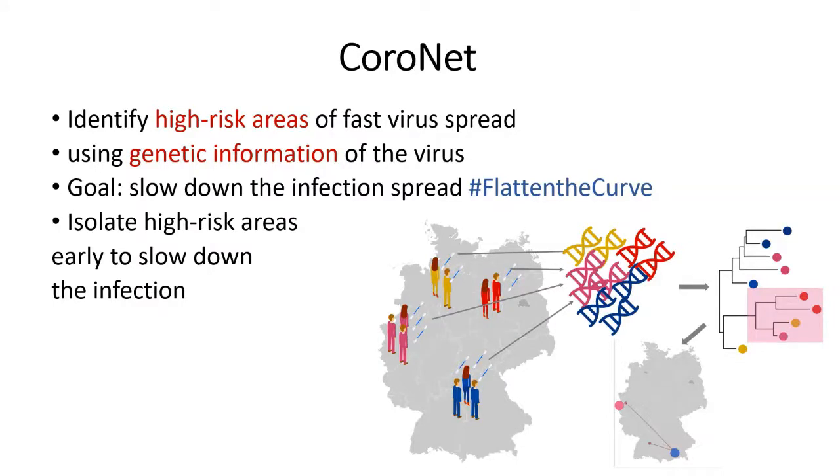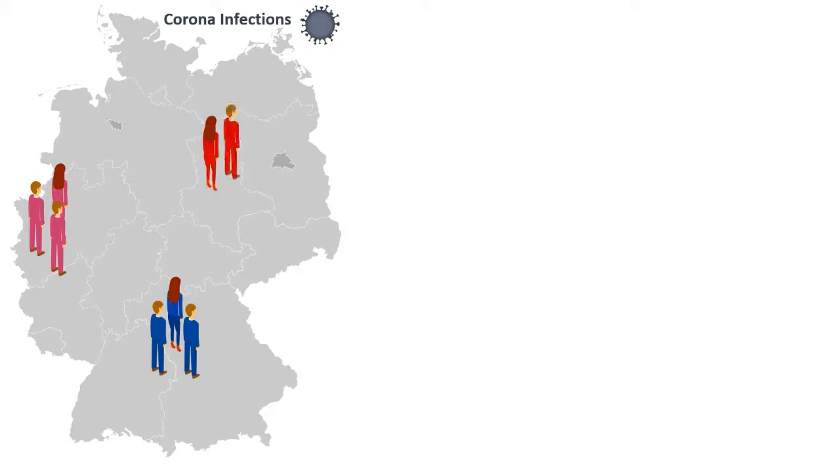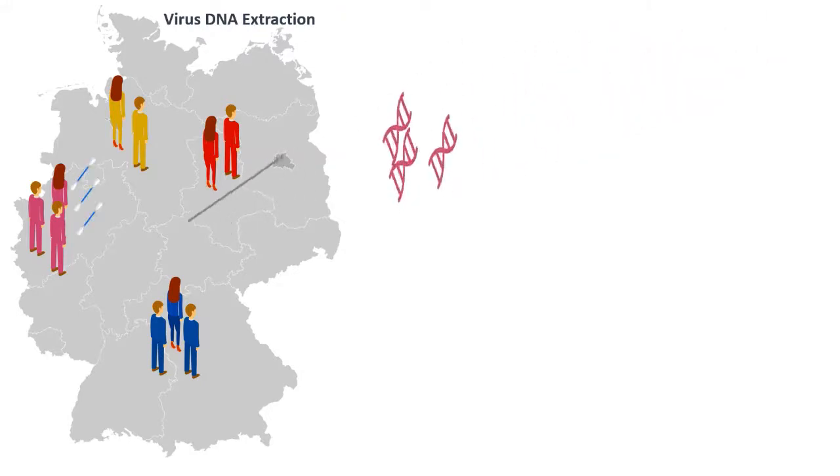Our project, CoroNet, wants to identify high-risk areas where the virus is spreading very fast. We want to use the genetic information of COVID-19 and the similarities between them to identify hotspots with very fast evolving viruses. Our goal is to slow down the infection spread of the virus and to flatten the curve when we are able to identify early the high-risk areas and isolate them from other regions.